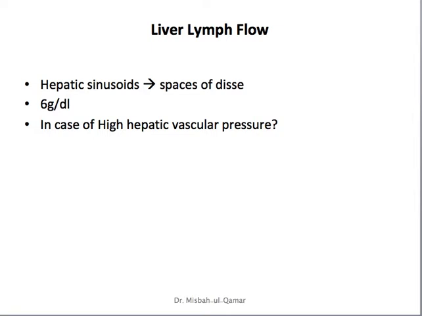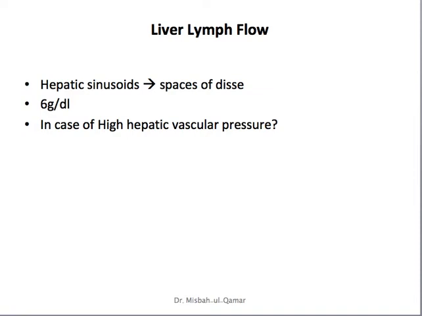Well, the second feature of unique liver circulation is that the liver has very high lymph flow. Half of the lymph formed in the body arises in the liver, and the protein concentration of lymph from the liver is around 6 grams per deciliter, which is slightly less than that of plasma.